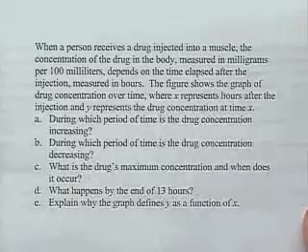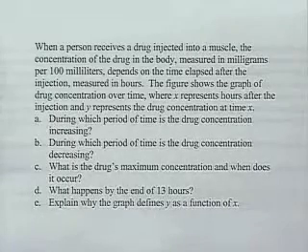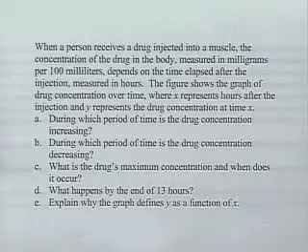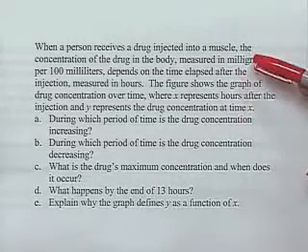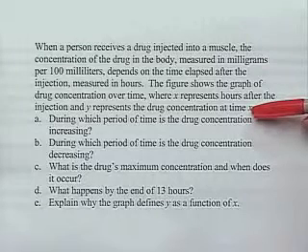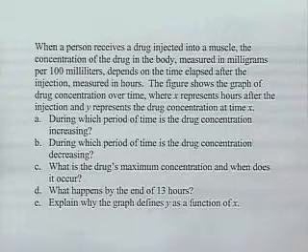When a person receives a drug injected into a muscle, the concentration of the drug in the body, measured in milligrams per 100 milliliters, depends on the time elapsed after the injection, measured in hours. The figure shows the graph of drug concentration over time, where x represents hours after the injection and y represents the drug concentration at time x. So notice that this information is just telling us that we're going to find out the drug concentration in relation to the number of hours that have passed.